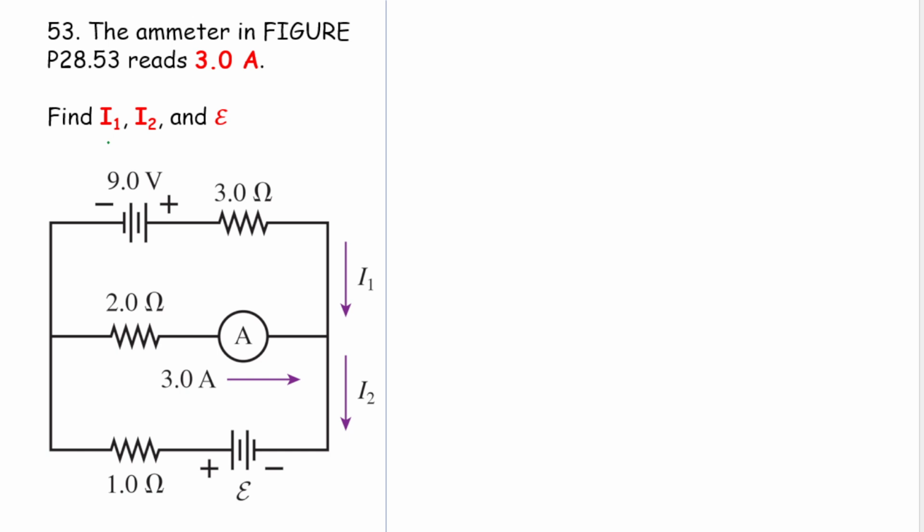Let's read the problem. The ammeter in figure P28.53 reads 3 ampere. Find I1, I2, and E. Okay, let's see here. This ammeter shows 3 ampere to the right, and look at this. The current goes to this junction here. Let's name this junction as A, and then let's apply the Kirchhoff junction rule at A.